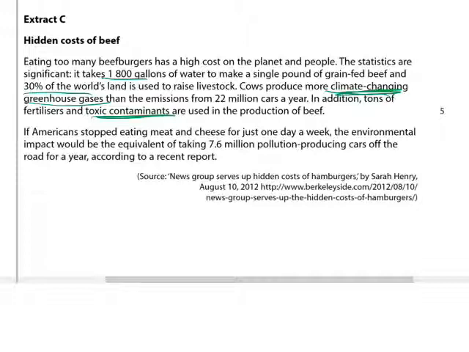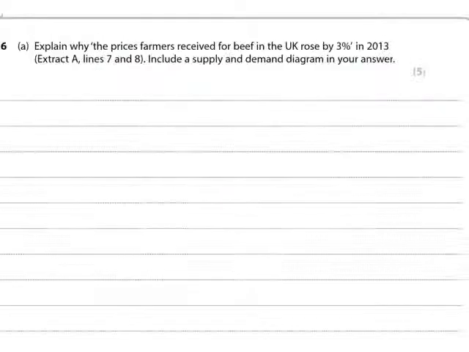If America stopped eating meat and cheese for just one day a week, the environmental impact would be the equivalent of taking 7.6 million polluting cars off the road for a year, according to a recent report. So very obviously a negative externality extract for that one.